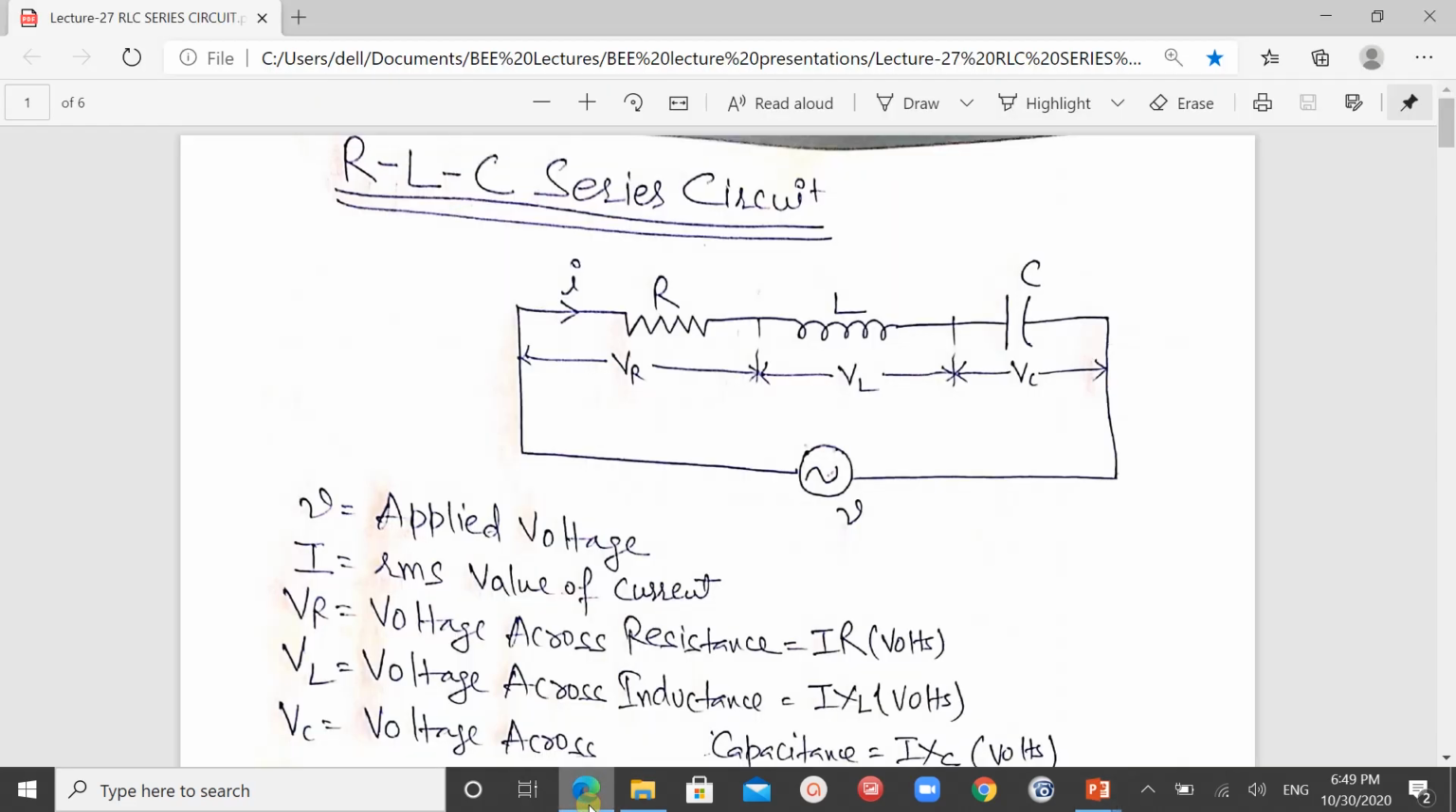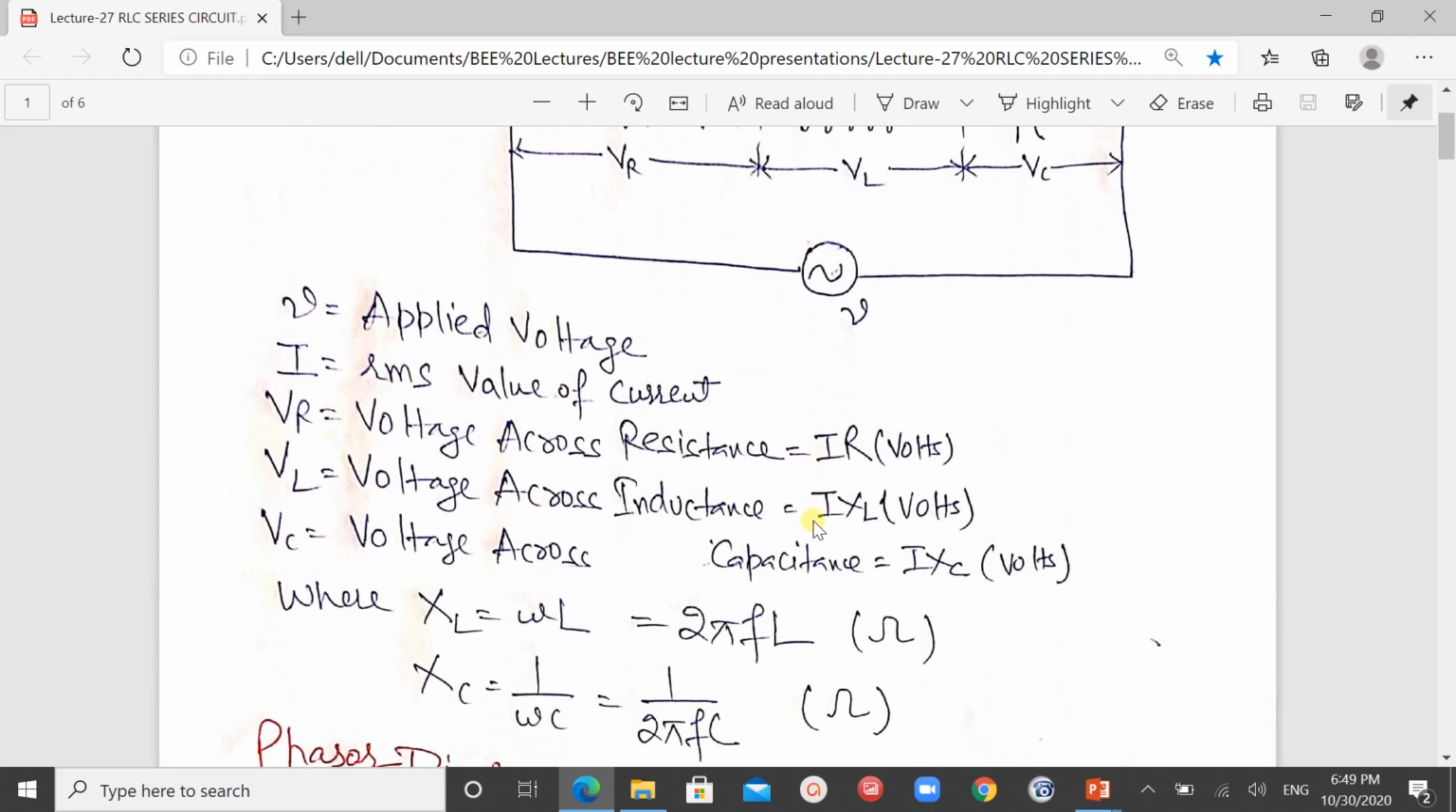So in this we are having the three components: resistance, inductance and capacitance connected in series with each other as shown in this diagram, and an AC voltage is given to the circuit. The voltage across the resistance is VR, the voltage across the inductance is VL, and the voltage across the capacitance is VC, and the current given to the circuit is I. So the things are written here.